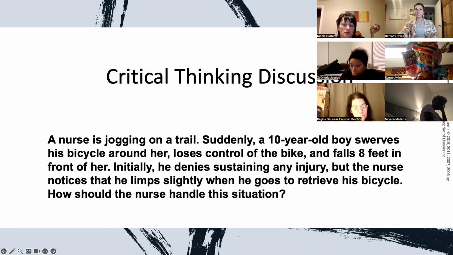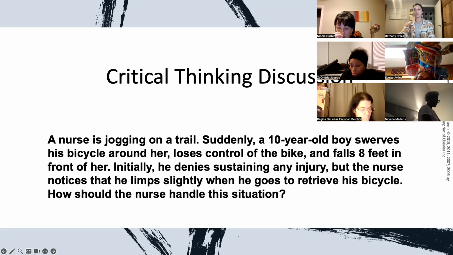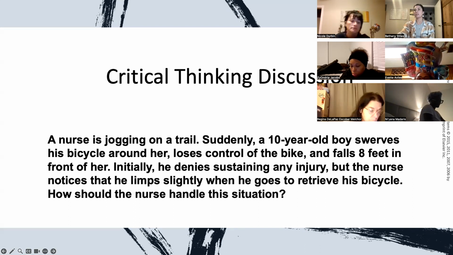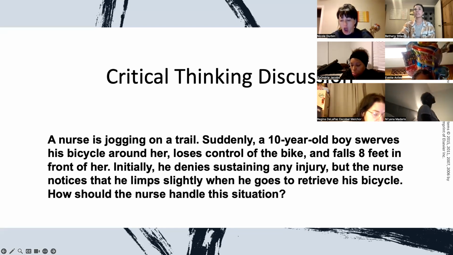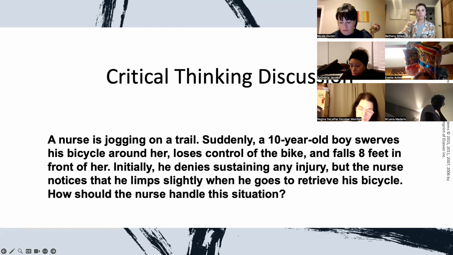What are we going to have his parents do if it were just a soft tissue injury? Ice it, elevate it. Yeah. That's going to be those RICE interventions. So rest, ice, compression, elevation. Good job. And then notify the physician if you start noticing anything getting worse. Good job, guys.